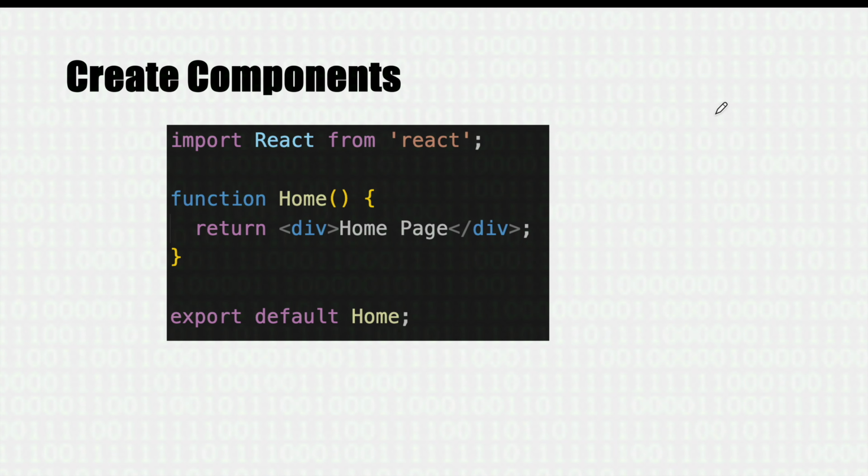The first thing which we do is we create components. This we have seen multiple times. So we have a home component, about component, blog component. So this is a component which is a functional component.